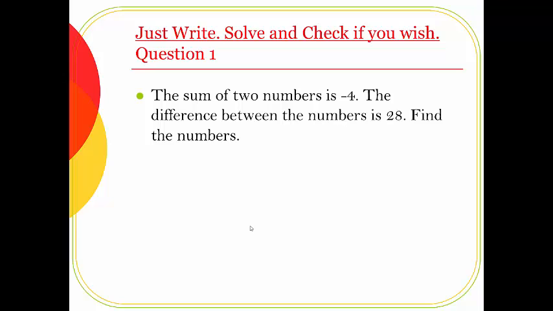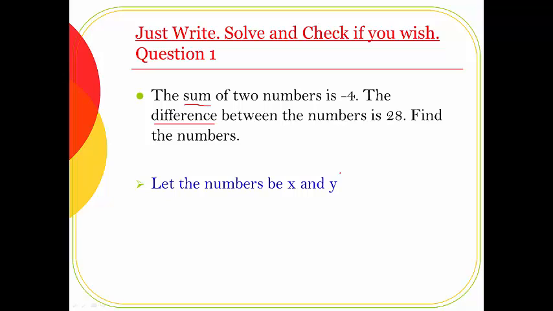Question 1. The sum of two numbers is -4. The difference between the numbers is 28. Find the numbers. So, here we look at sum of two numbers and then we look at difference. These are the key words. Now, do we know those two numbers? We don't. And whatever you do not know in mathematics, you assign variables to it.